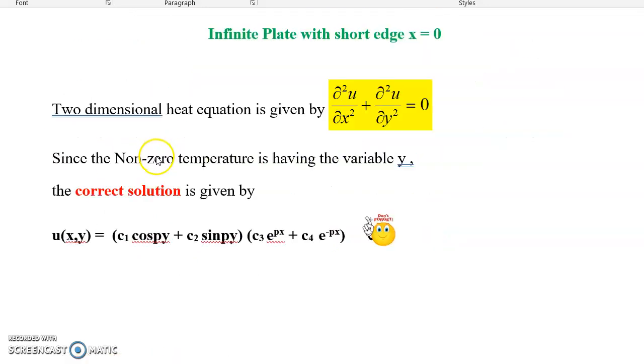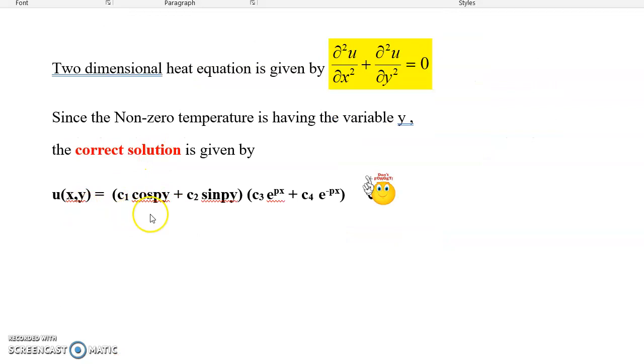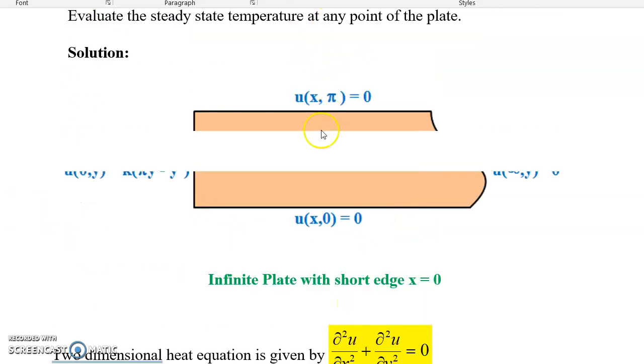Since y is present here, the correct solution will be (C1 cos py + C2 sin py) into (C3 e^(px) + C4 e^(-px)). This term is in terms of y, the other term will be in terms of x. So this will be the correct solution for this particular problem.